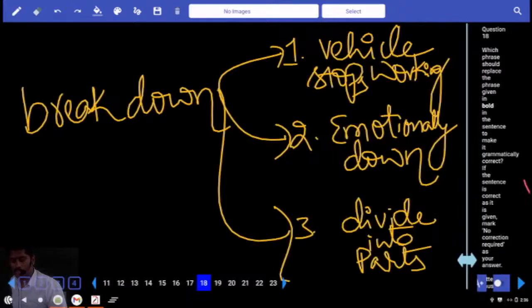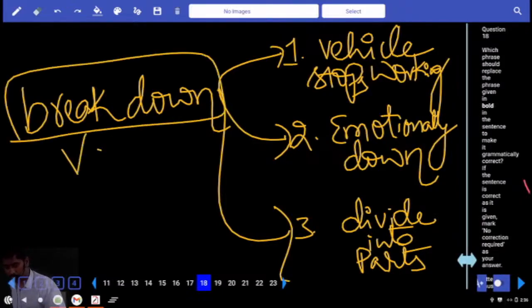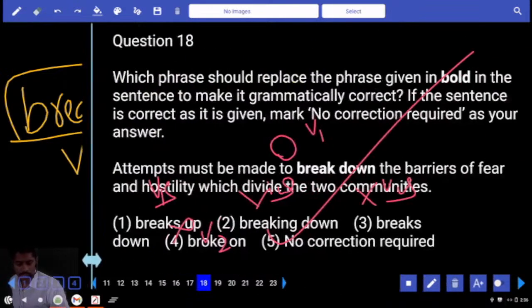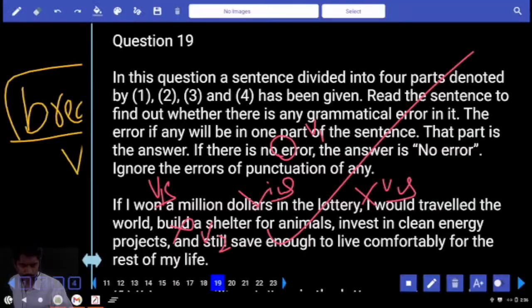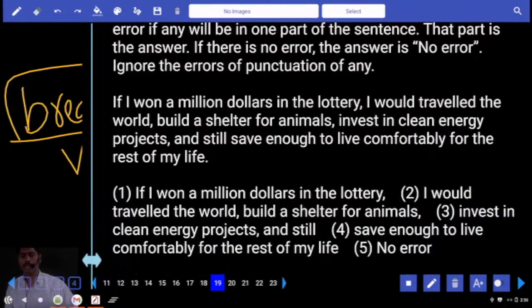So all this 2-word combination is called phrasal verb. Verb plus a preposition altogether gives rise to another meaning is phrasal verb. The 3 questions are based on phrasal verb. Here answer is 5. Now grammatical errors.